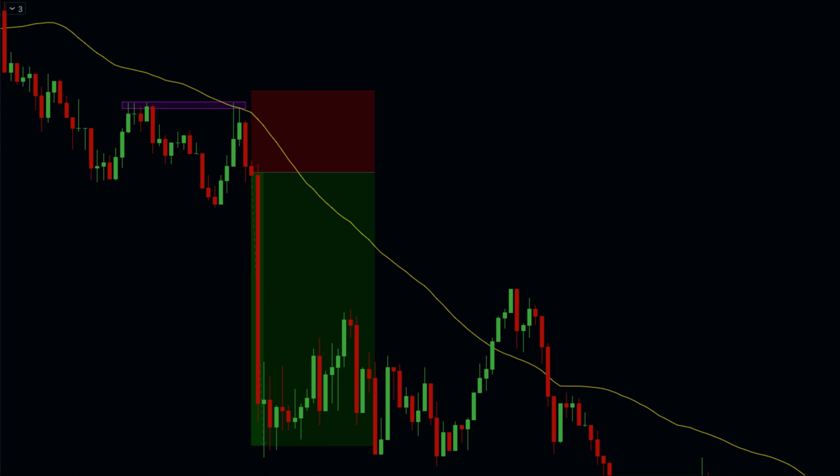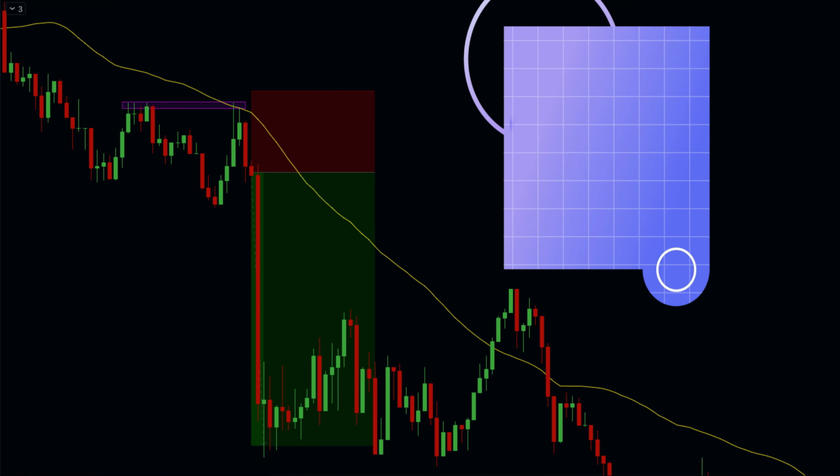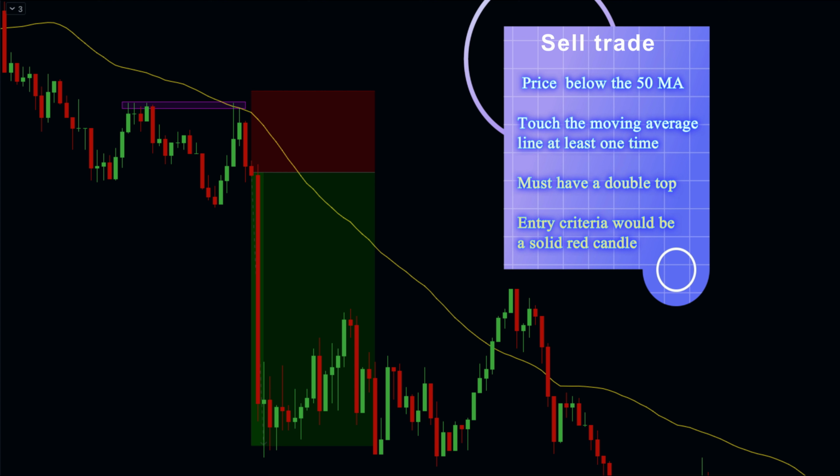Similarly, in this example for a sell trade, price needs to be below the 50 moving average and reach the moving average line at least one time. This is the area of value we look for in a sell trade. In this area, we must have a double top like this one here.